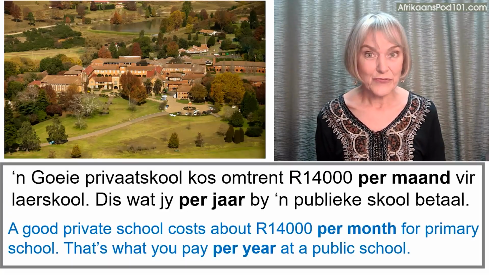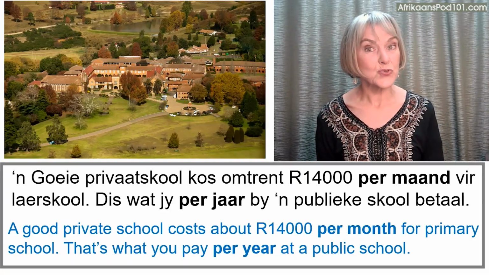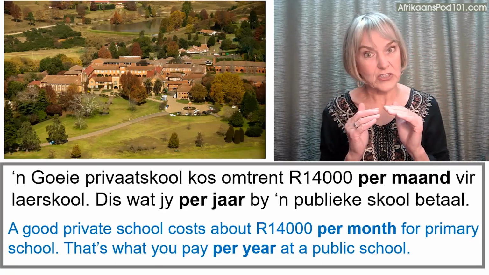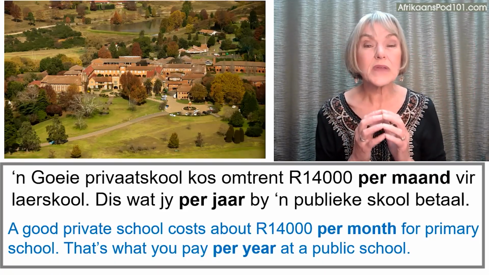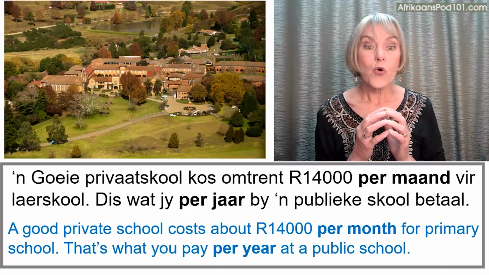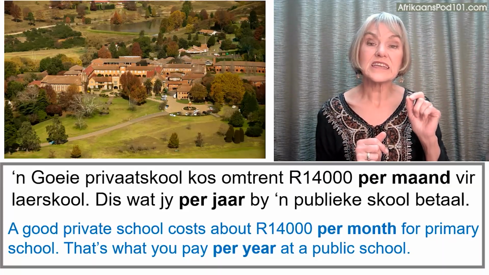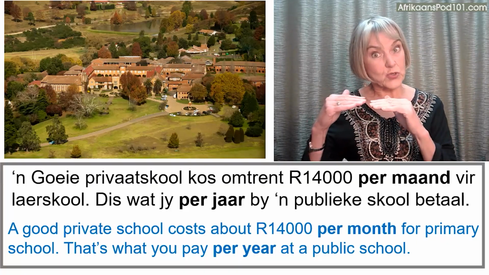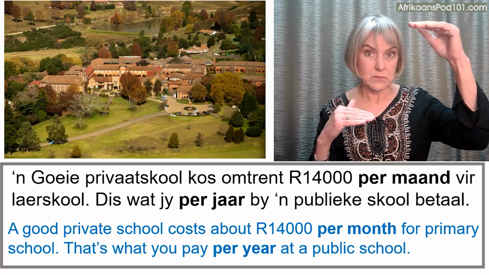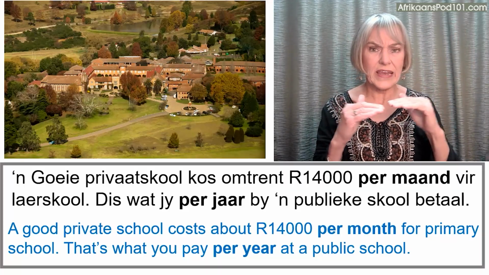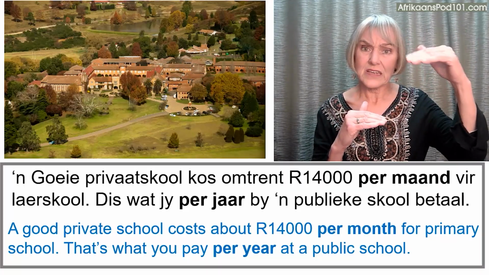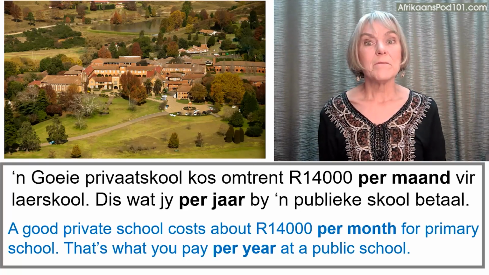As jy kinders het, if you have children and you want to send them to school, you have a choice. You can send them to a private school or a public school. So, 'n goeie privaat skool kos omtrent 14,000 rand per maand vir laerskool. Hoërskool is meer geld. So primary school or elementary school is about 14,000 per month. But if it's in high school, it's more.